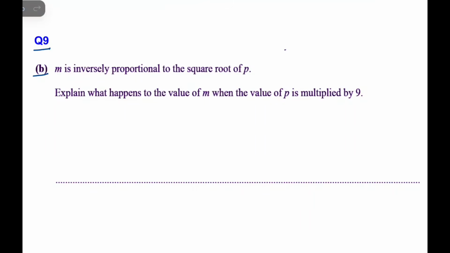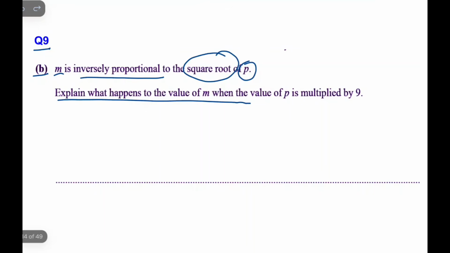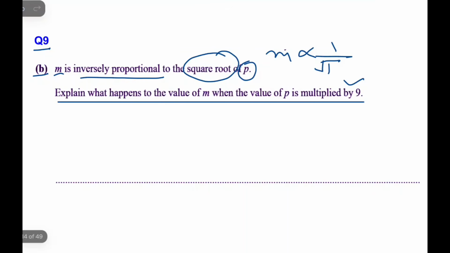Now question number 9b part, m is inversely proportional to the square root of p. Explain what happens to the value of m when the value of p is multiplied by 9. So it is given that m is inversely proportional to the square root of p. When p is multiplied by 9, m is inversely proportional to 1 upon square root of 9p.